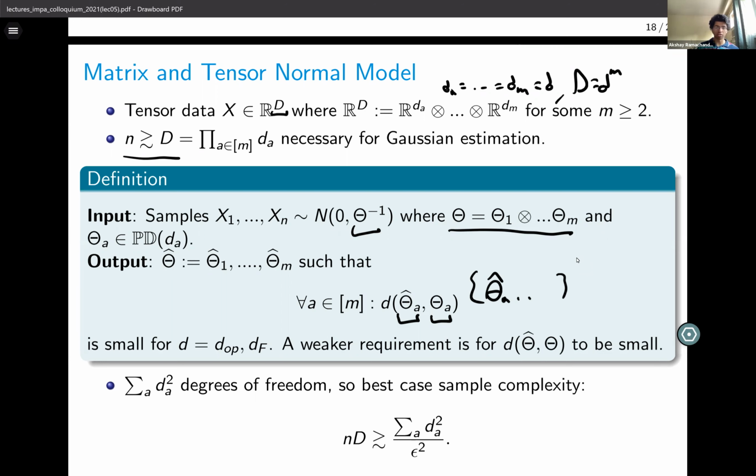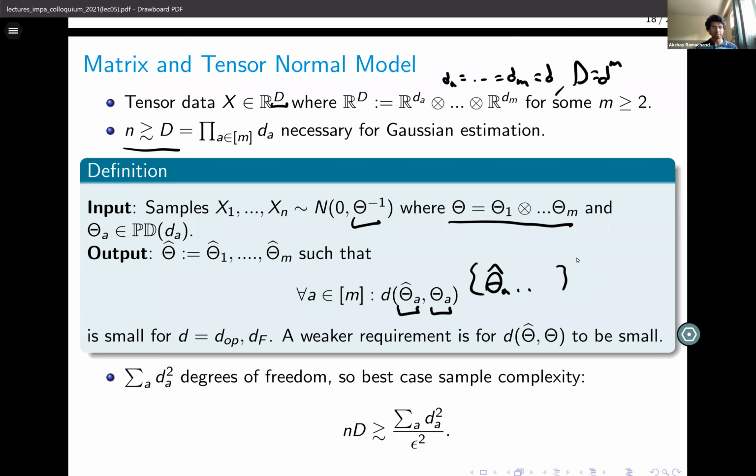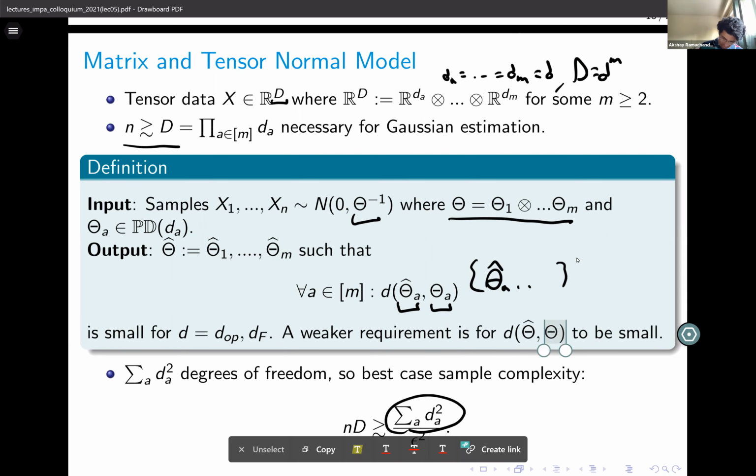And now, what's the best case scenario we can hope for? We can do the same degrees of freedom analysis, right? So if there are m matrices, each dA by dA, how many degrees of freedom do they have? They have the sum of dA squared, right? And again, you're getting little n samples.